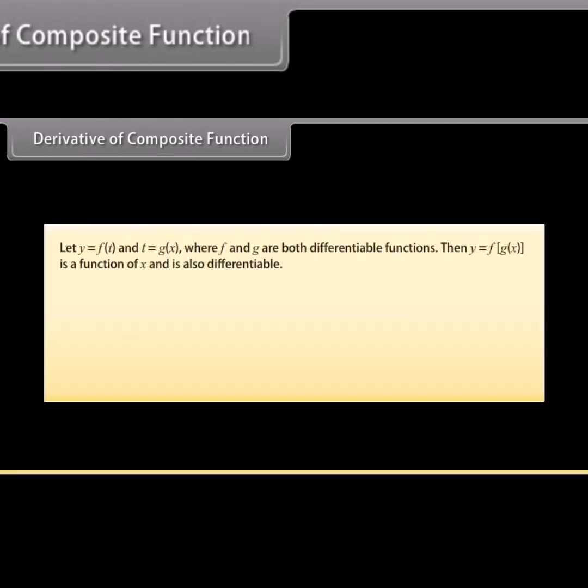Derivative of composite function. Let y is equal to f of t and t is equal to g of x, where f and g are both differentiable functions. Then y is equal to f of g of x is a function of x and is also differentiable. We can write d/dx of y is equal to d/dt of y into d/dx of t. This method of differentiation is also known as the chain rule.